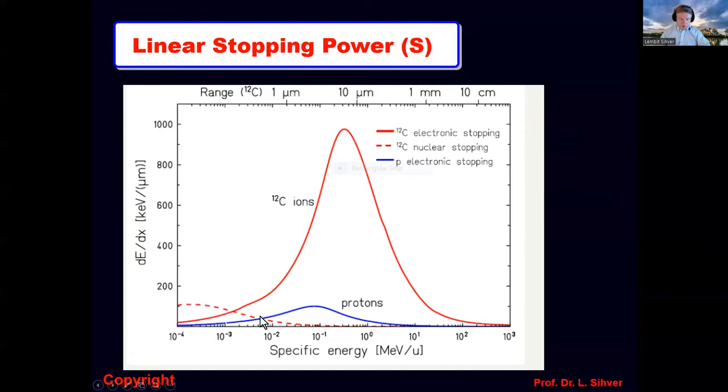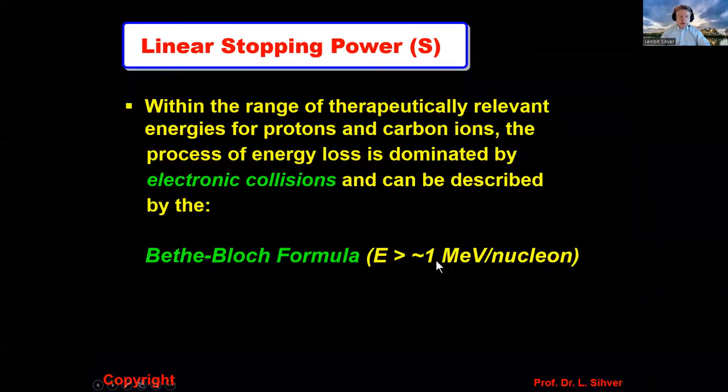The nuclear stopping power matters only for very low specific energies and is still very low compared to electronic stopping power. And we have the electronic stopping power of protons. The nuclear stopping power is negligible. So within the range of therapeutically relevant energies for protons and carbon ions, the process of energy loss is dominated by electronic collisions and can be described by the Bethe-Bloch formula, which is quite accurate for incident energies larger than around 1 MeV per nucleon.